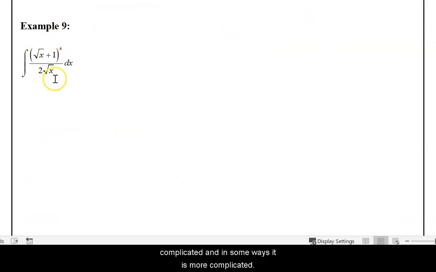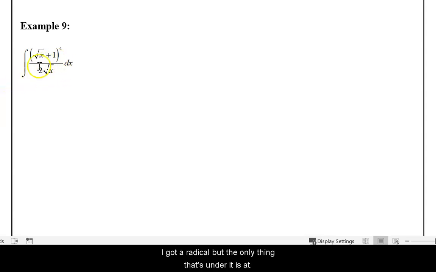It looks more complicated, and in some ways it is more complicated. This one is sort of an exception to one of the rules I indicated before, which isn't really a rule, but more like a guideline: the denominator is a good place to find u. But in this example, I have conflicting things going on.